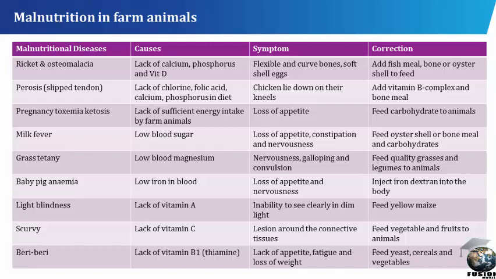Paralysis. Causes: lack of choline, folic acid, calcium, phosphorus in diet. Symptom: chickens lie down on their knees. Correction: add vitamin B complex and bone meal.